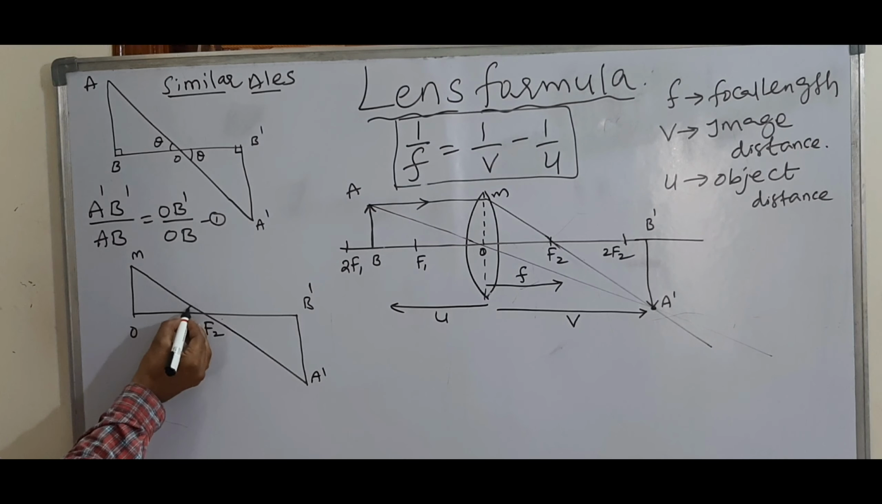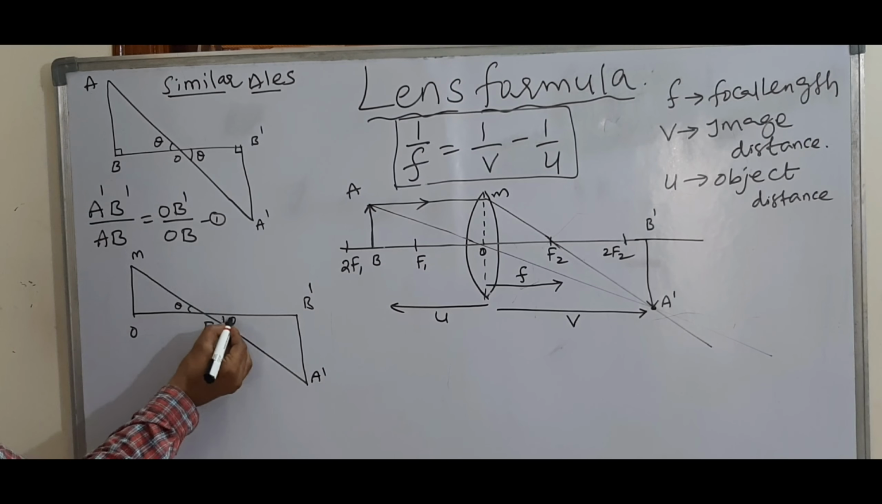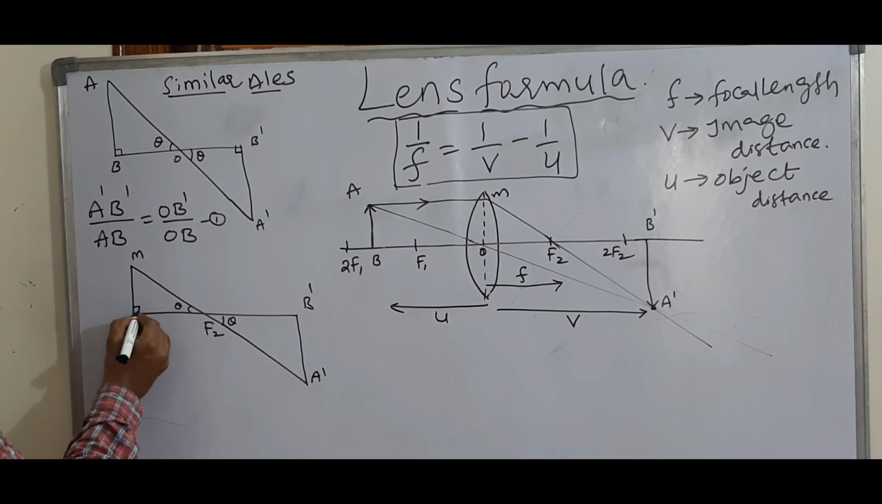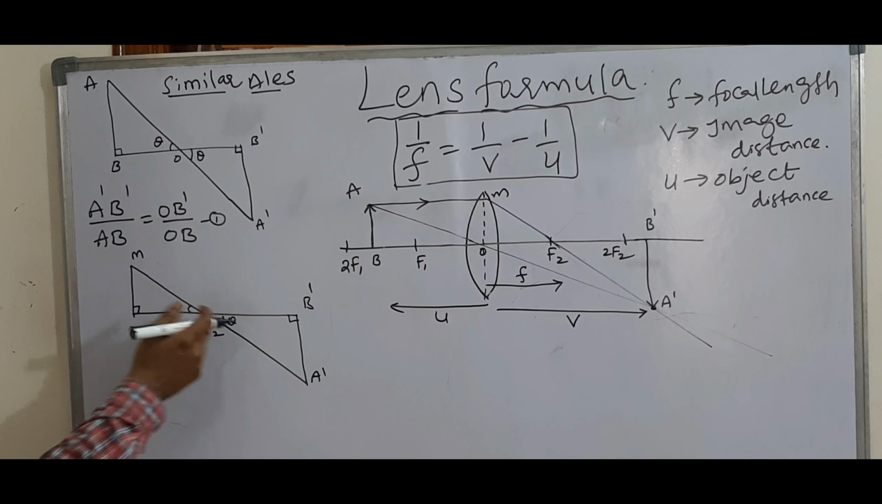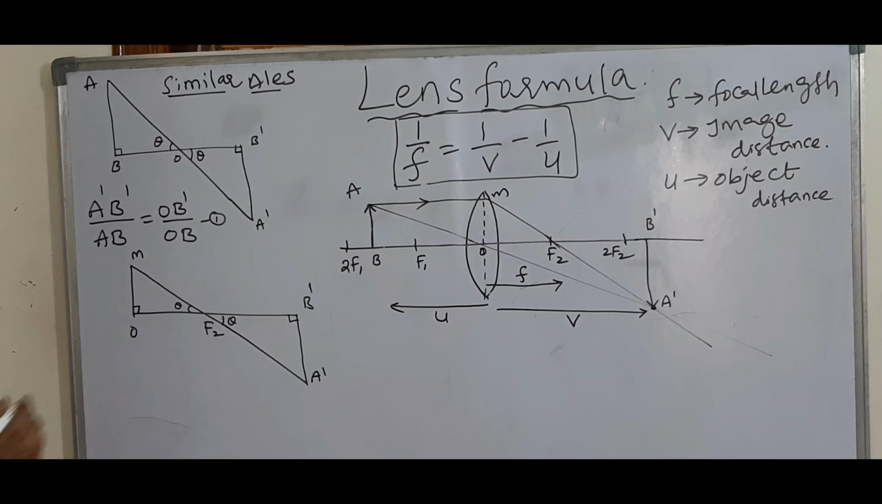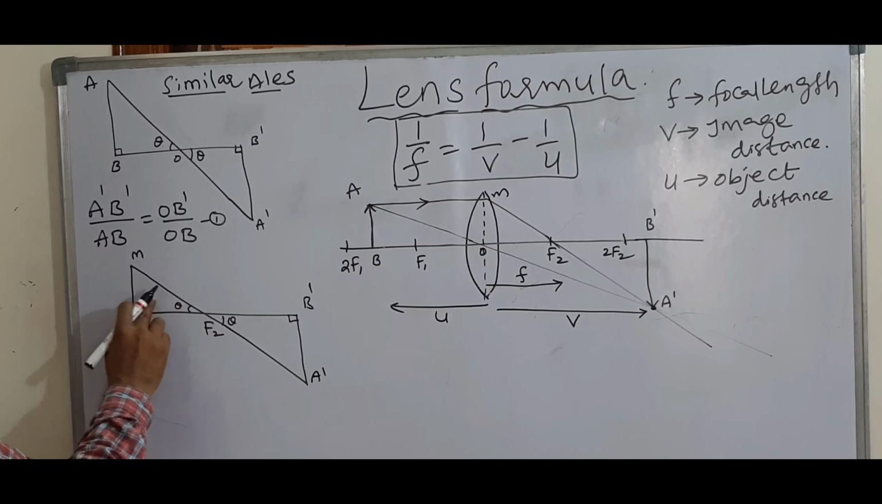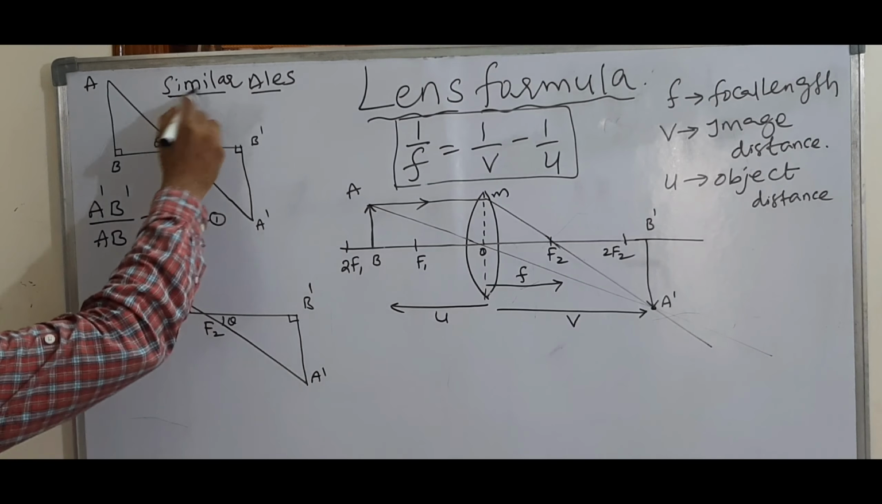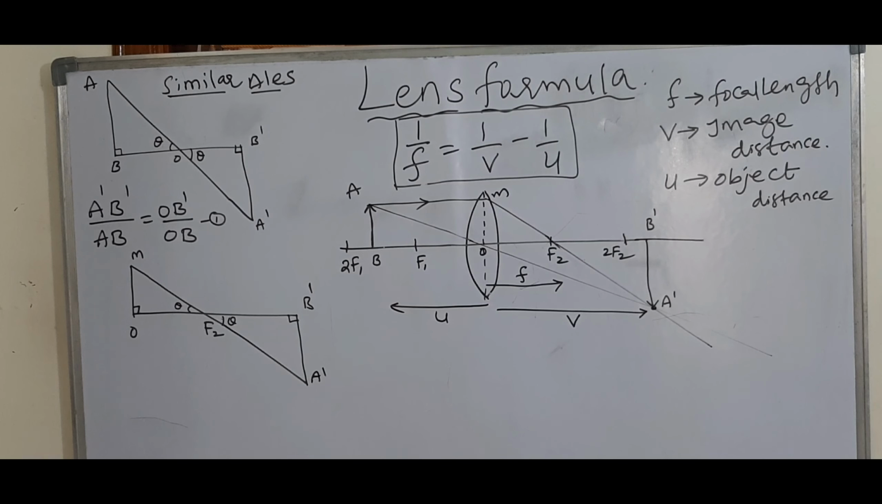Here also, see another line passing through this focus. So here the angle and here the angle are equal. These two angles are vertically opposite angles. Here perpendicular, here perpendicular, so 90 degrees. So these two triangles are again similar triangles, because in these two triangles two angles are equal.